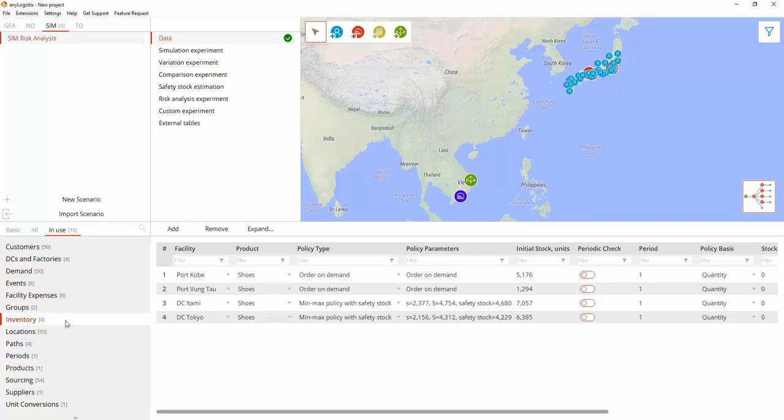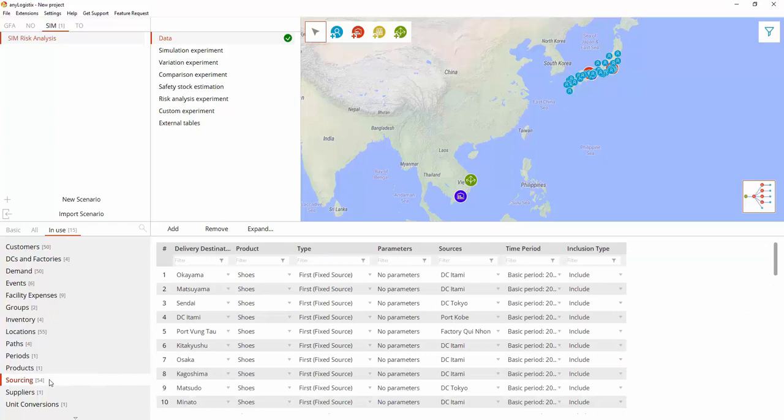As for the DCs, their inventory replenishment is regulated by min-max inventory policy with safety stock. In this case, products are ordered when the inventory level falls below a fixed replenishment point equal to min plus safety stock. The ordered quantity is set to such a value that the resulting inventory quantity is equal to max plus safety stock. The required inventory for sites is replenished by ordering the necessary product from a source in accordance with the sourcing policy. Here the source is defined directly for all sites.